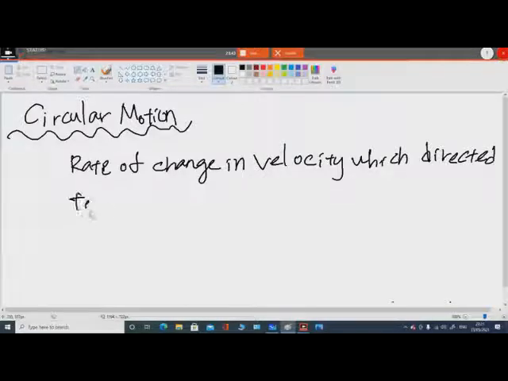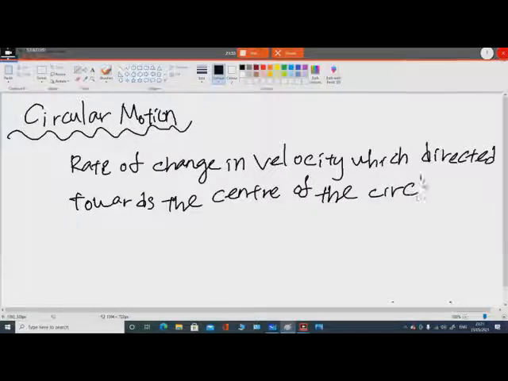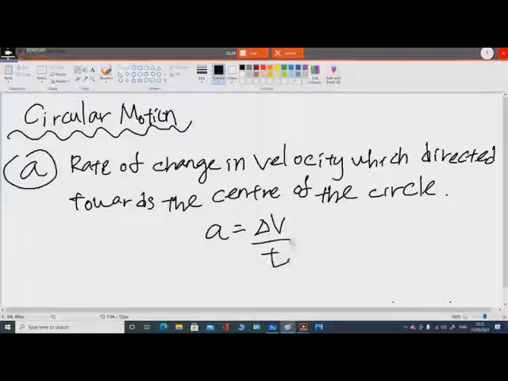Directed towards the center of the circle. All right, this is the definition of acceleration. I just write a symbol here, but actually it is acceleration. The formula is given by acceleration is equal to the rate of change in velocity divided by the time taken. Okay, let's proceed.